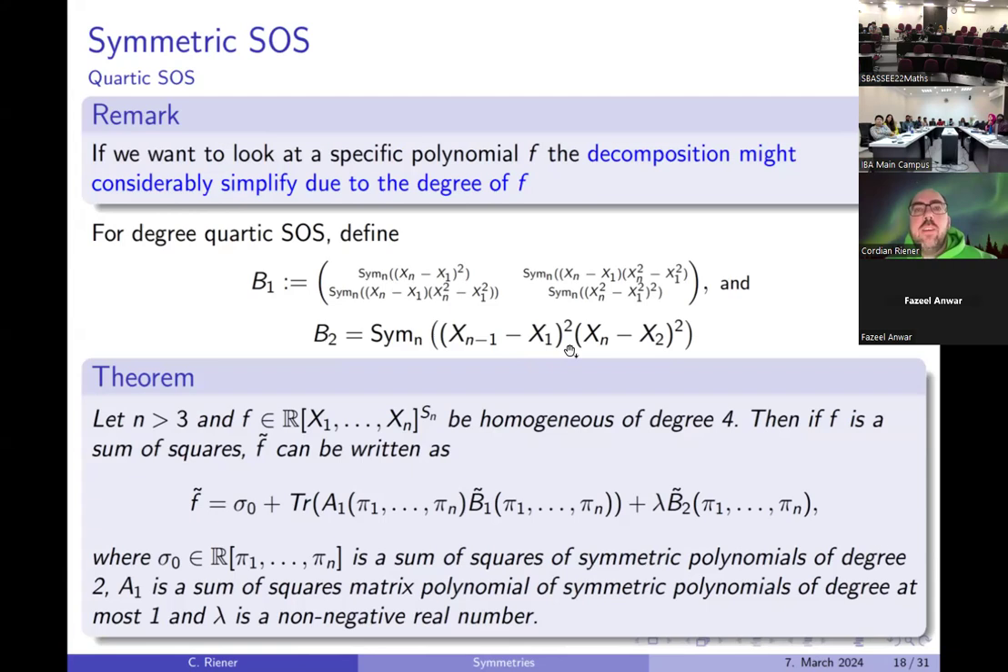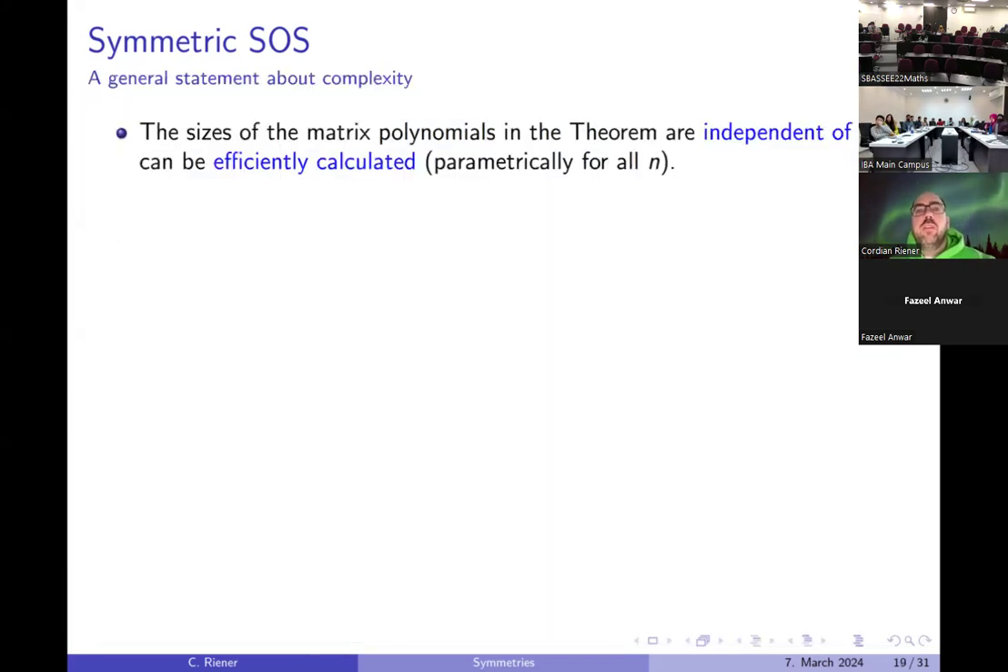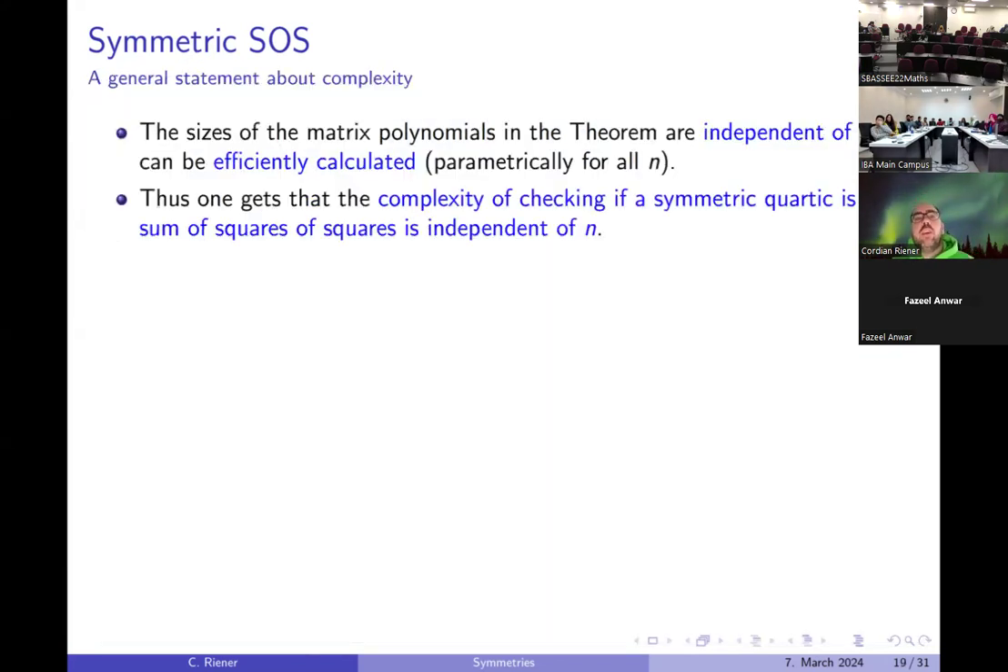So it's actually very easy to calculate the symmetrizations of these products ahead, parametrically with n. So this is very easily calculable. And actually, what one gets in this way, and I'm cheating a little bit here, is that if I have a quartic polynomial in whatever number of variables, the question of checking if this polynomial is a sum of squares suddenly no longer depends on n.